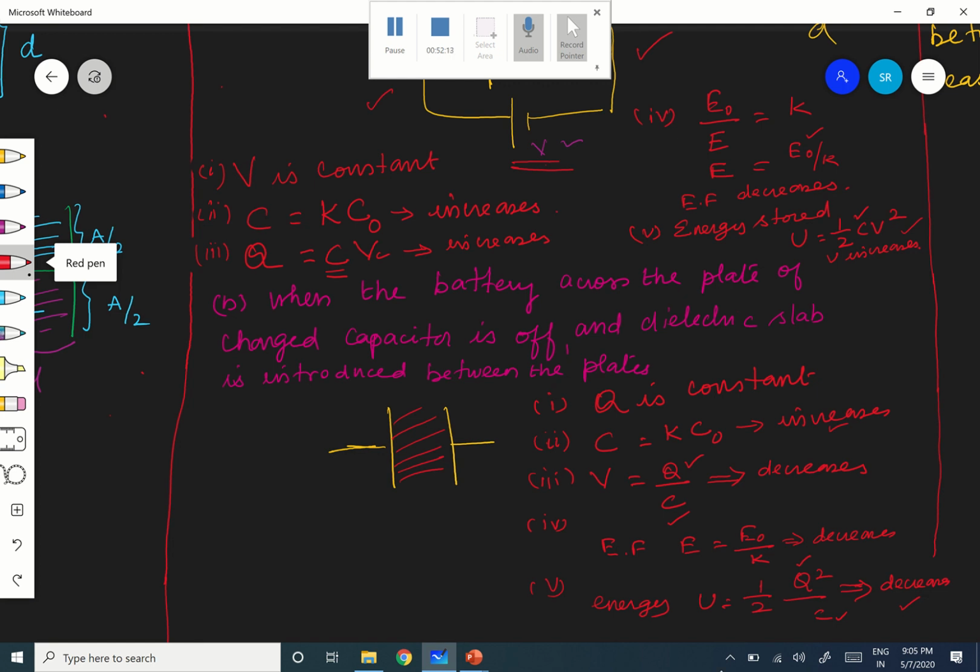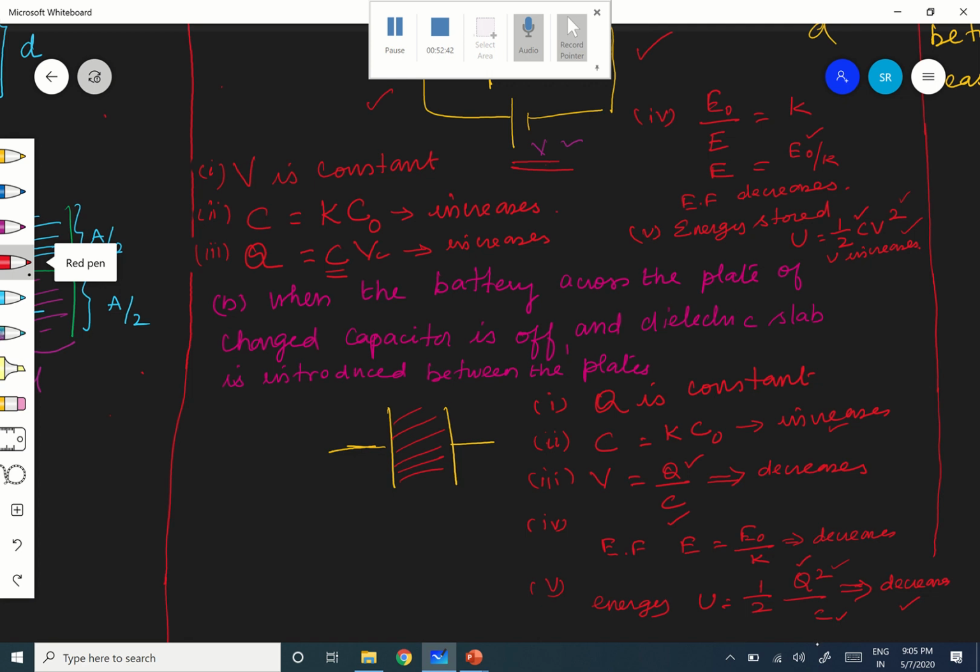Or you can even use half CV squared. But C is increasing, Q is decreasing. That time you cannot say what will be the final value. So you go for the expression in which one quantity is a constant. U is equal to half Q squared by C. Here, half CV squared, V is a constant. So you can conclude only with capacitance.